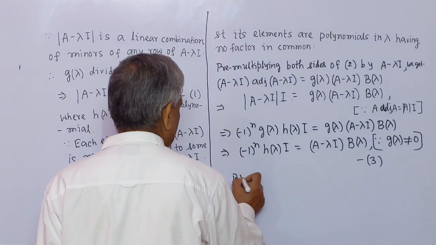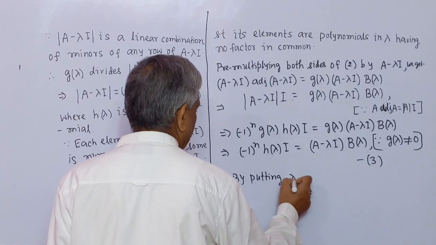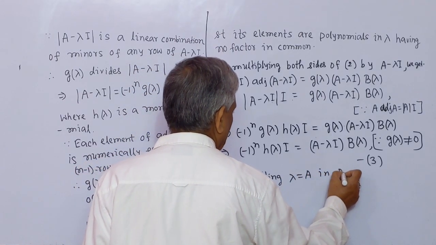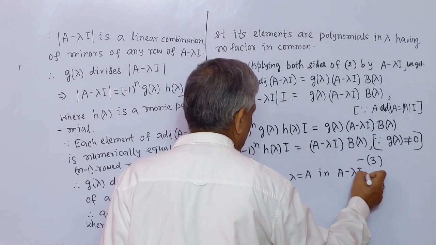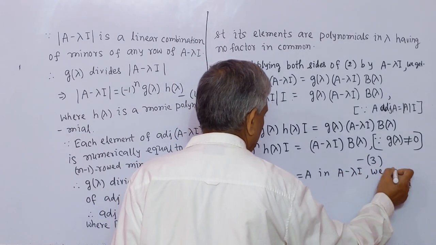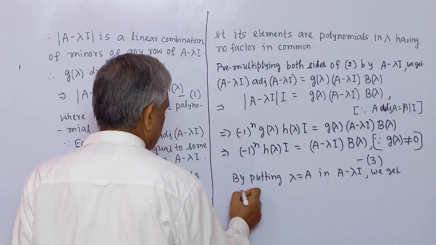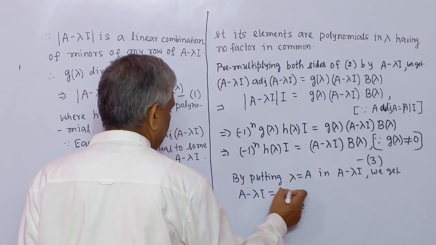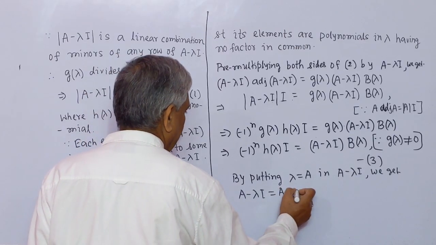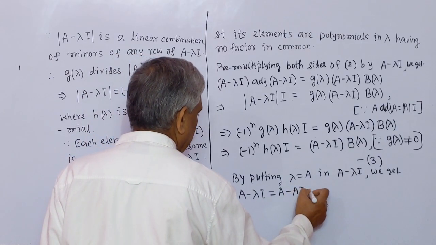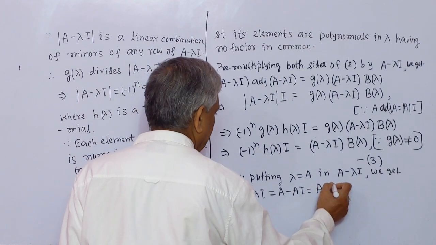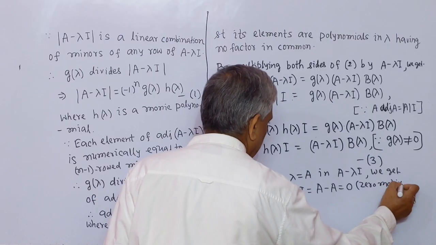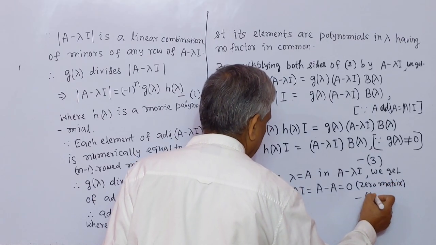By putting lambda equal to A in A minus lambda I, we get A minus lambda I equals A minus, in place of lambda we write A I, equals A minus A, equals 0 matrix. This is number 4.